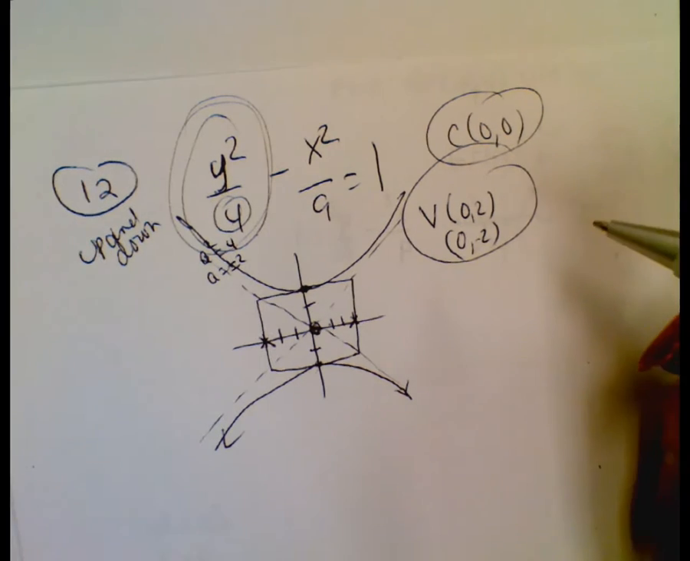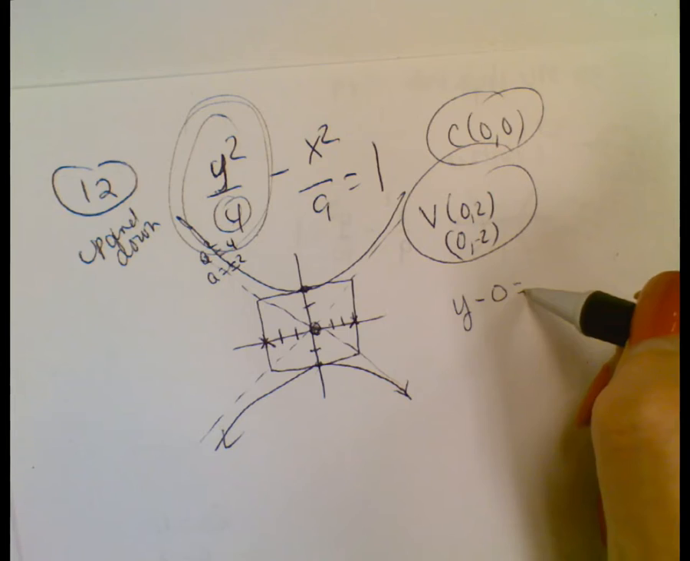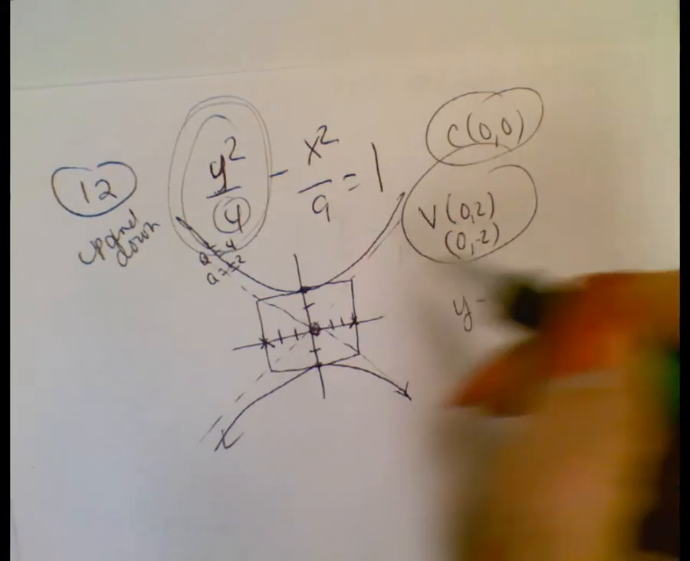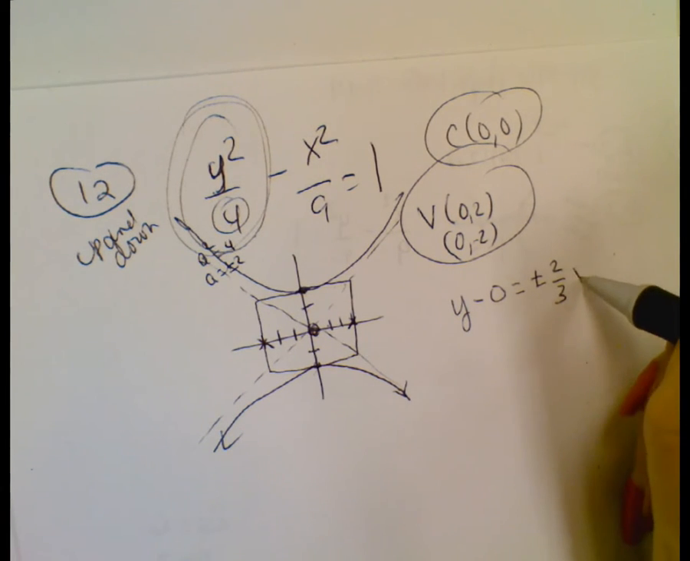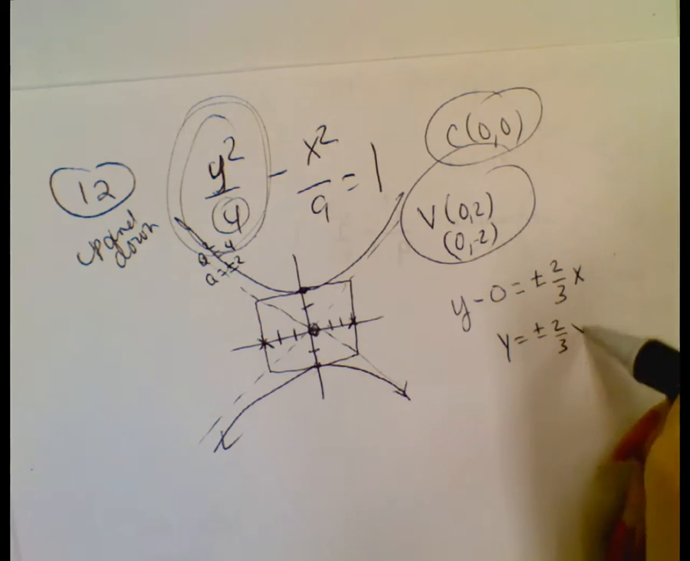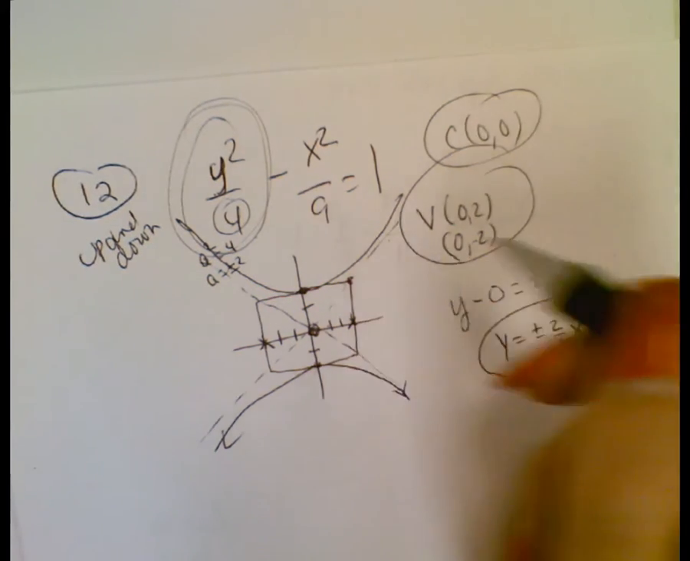And the only thing you need now is the asymptotes. So it's y minus the y coordinate of your vertex. The slope looks to be 2 over 3. And then it's x minus 0. So it's y equals plus or minus 2/3 x. Those are lines. So up 2 over 3. Up 2 over 3. It'll be around those lines.